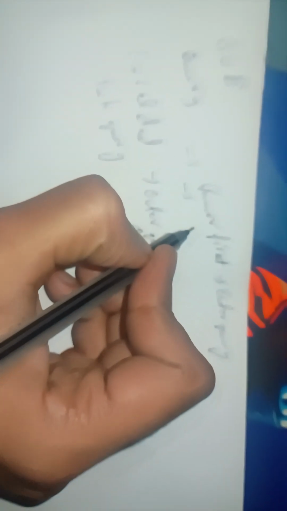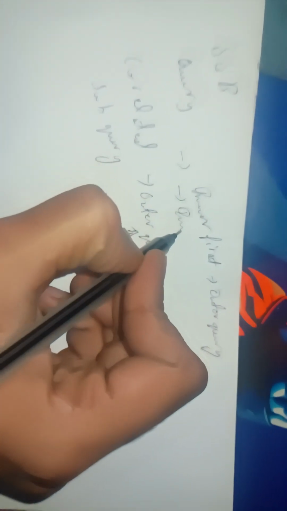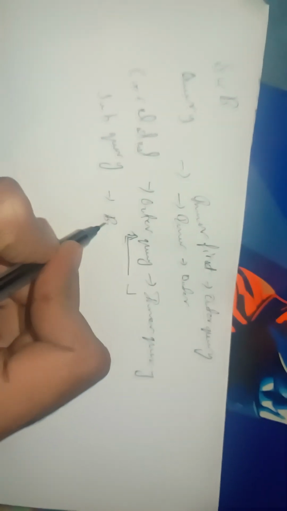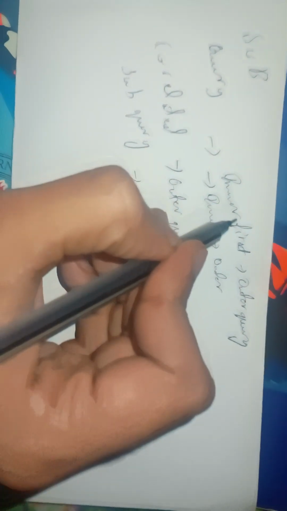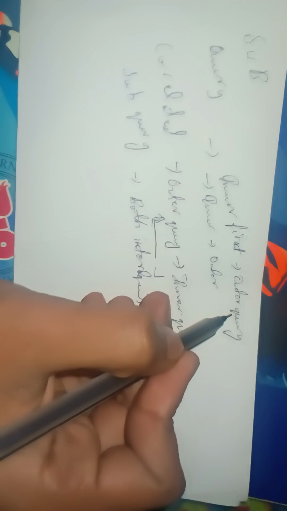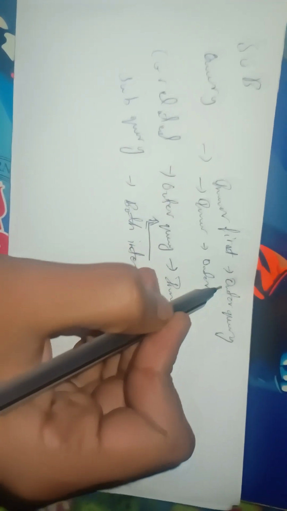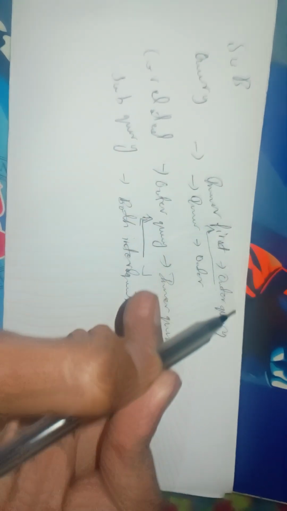Whereas in a subquery, the inner query is not dependent on the outer query. Here both are interdependent. As I said, if the inner query executes first and the outer query executes second, the outer query is totally dependent on the inner query result set.